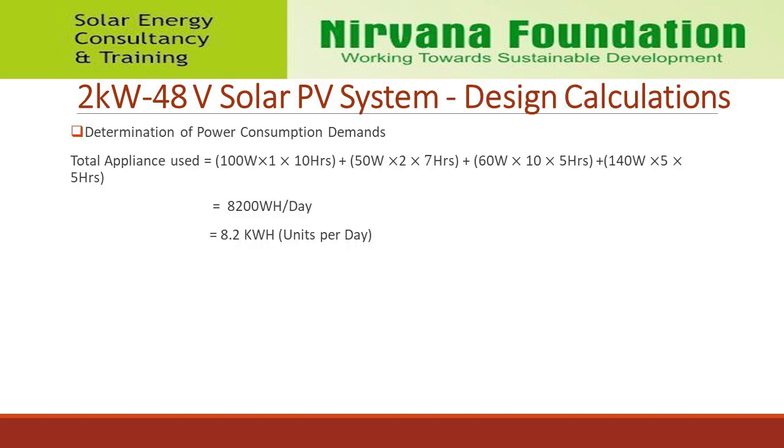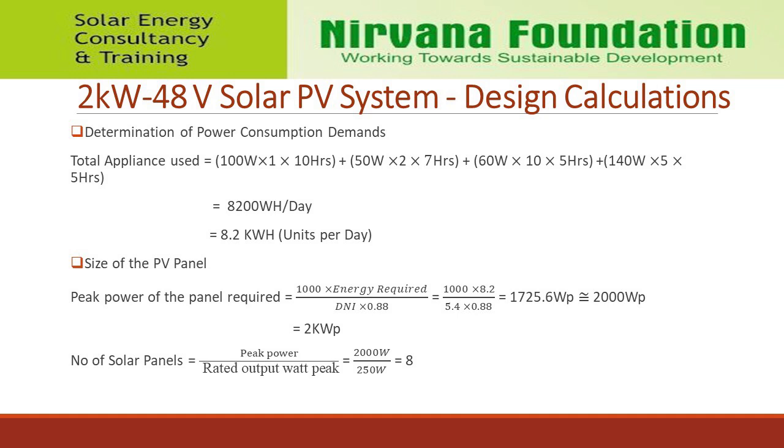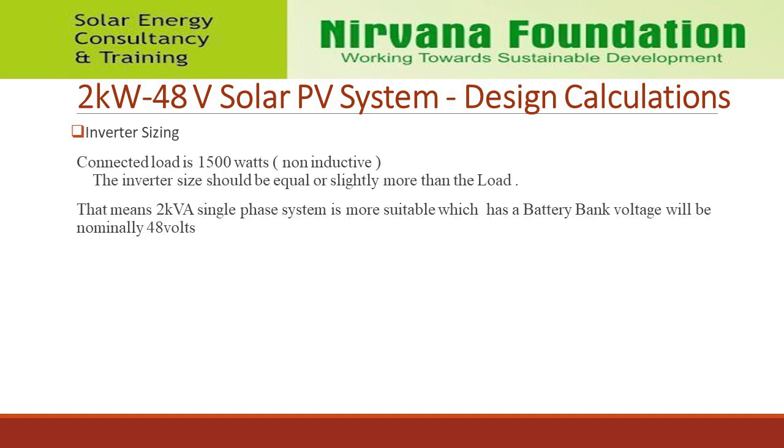Detailed calculations of energy consumption is shown. Size of the PV panel. Peak power of panel required is 2 kW peak. Number of the solar panels required are 8. Inverter sizing. Connected load is 1500 watts, non-inductive. The inverter size should be equal or slightly more than the load. That means 2 kVA single-phase system is more suitable, which has a battery bank voltage of nominally 48 volts.